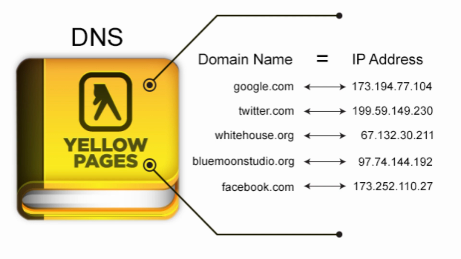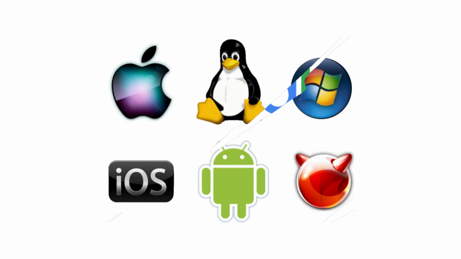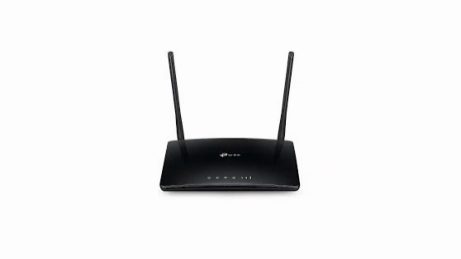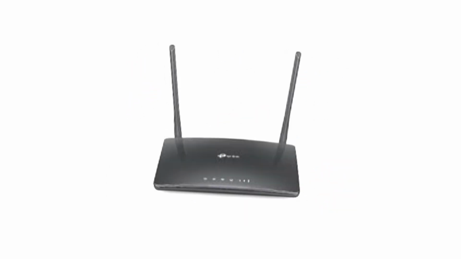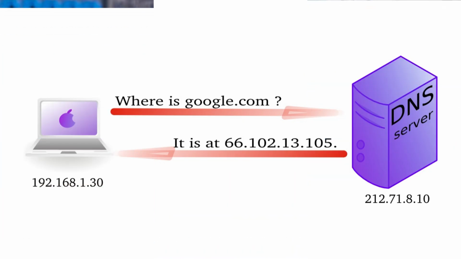When you type Google.com, your browser checks if it already knows the IP address. If not, it asks your operating system. If that doesn't help, it asks your router. Still no? Then it sends a request to your ISP's DNS server. The DNS server either knows the IP address, or it asks another server in a hierarchy, until it finally reaches Google's authoritative DNS server, which returns the actual IP address of Google.com.